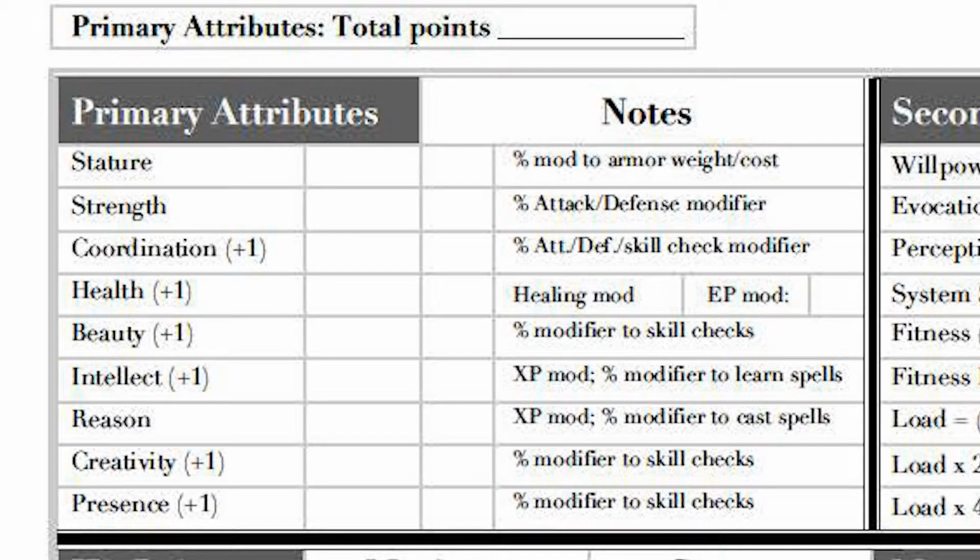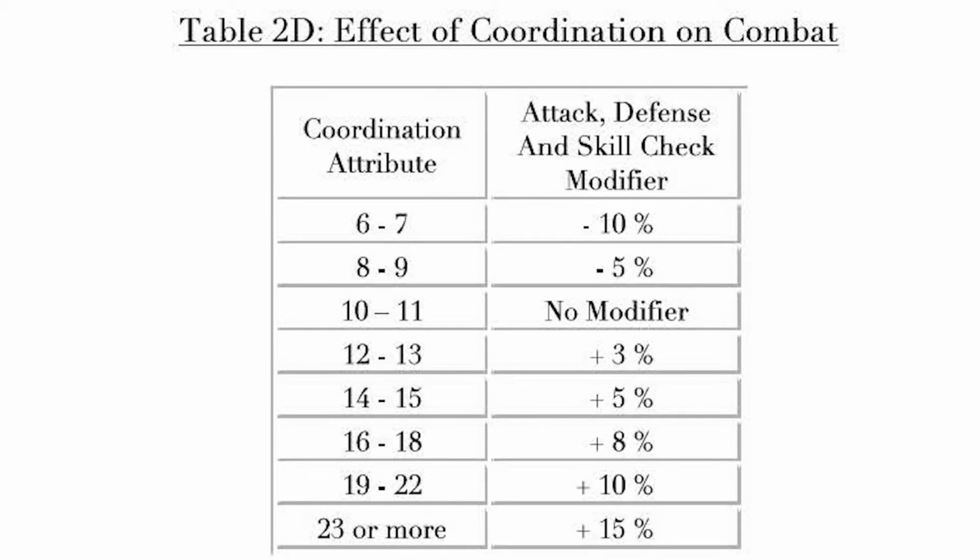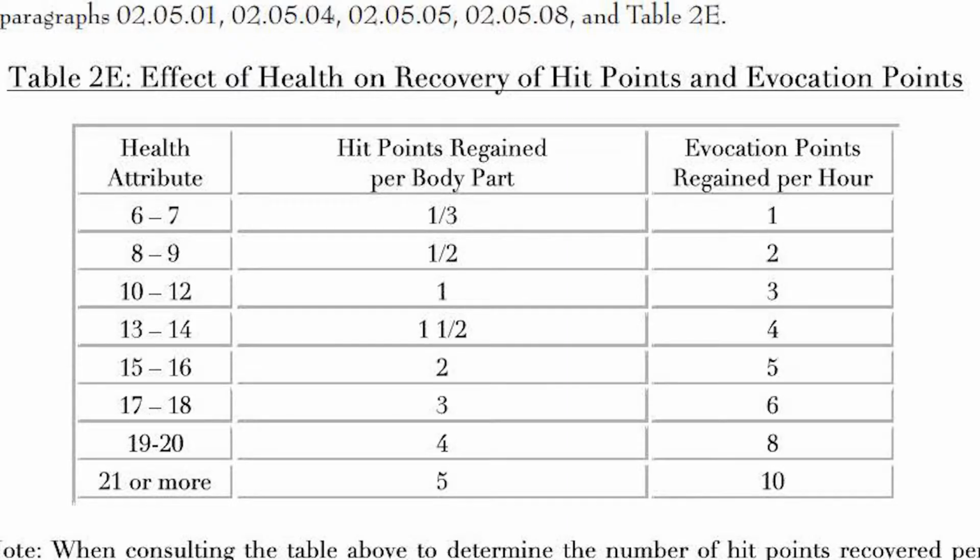these skills. The primary attributes are strength, coordination, health, beauty, intellect, reason, creativity, and presence. Strength modifies your attack and defense. Coordination modifies attack, defense, and related skills. Health directly affects the rate you recover hit points and evocation points, which is what you use to cast spells.